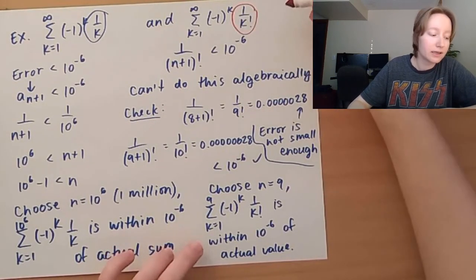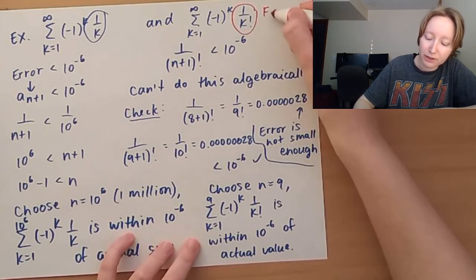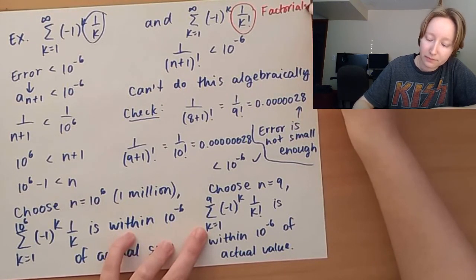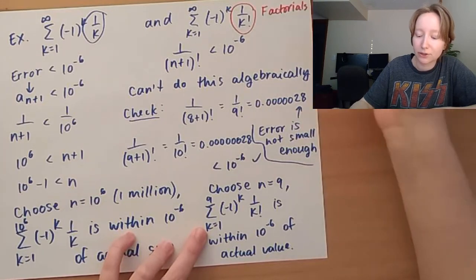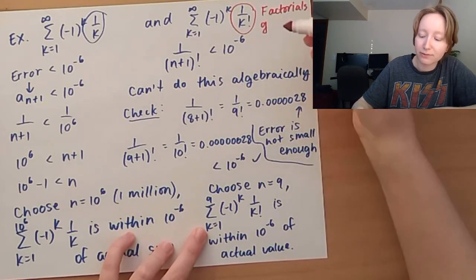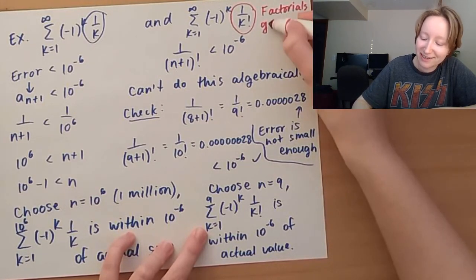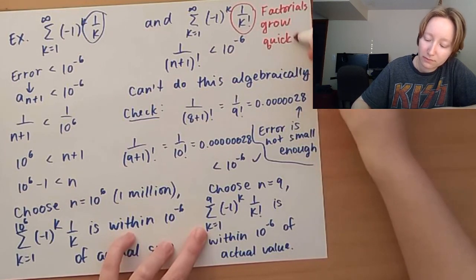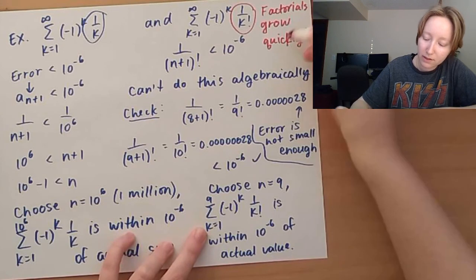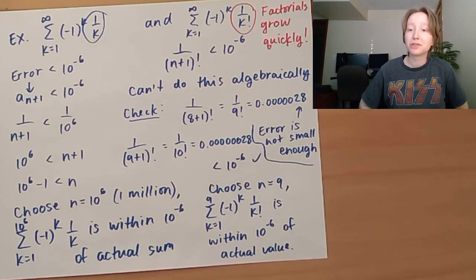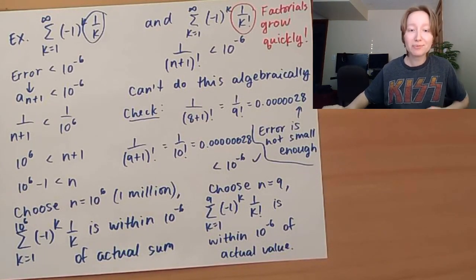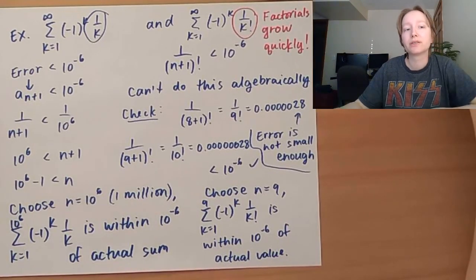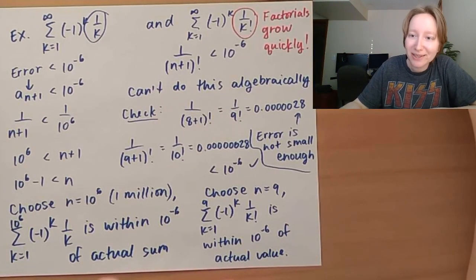So that is a neat thing. Factorials decay quickly. Or I guess factorials grow quickly and 1 over factorials decay quickly. So now we're talking about the rates of convergence. So at this point, hopefully we have a good base to finish up the rest of the activity, and I will see you later.